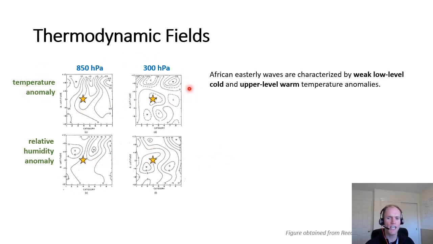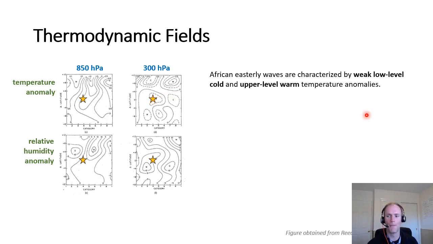So if we focus on the temperature anomaly field here, the contours that we see here are for a cold anomaly, 1.5 degrees Celsius, 1.5, and 0 degrees Celsius on the negative side. So near the center of the African easterly wave, there's actually a weak cold anomaly at low levels. Whereas here at 300 hectopascals, it's kind of covered up by the star, but this dashed contour indicates a warm anomaly at 300 hectopascals. So it's relatively cold at low levels and relatively warm at upper levels, but both anomalies are relatively small.